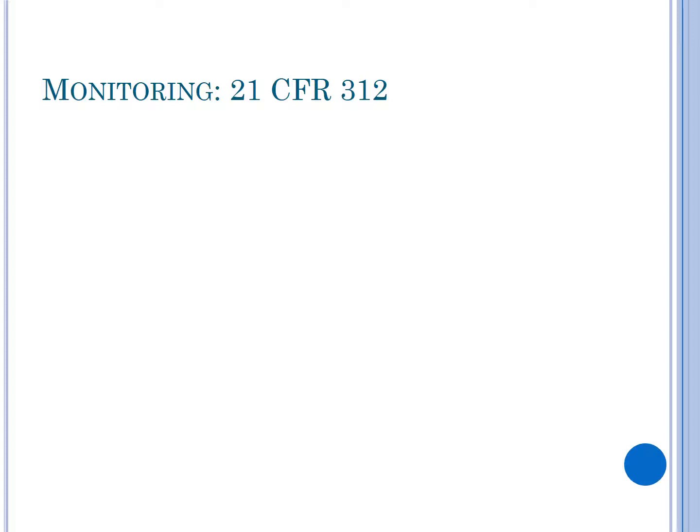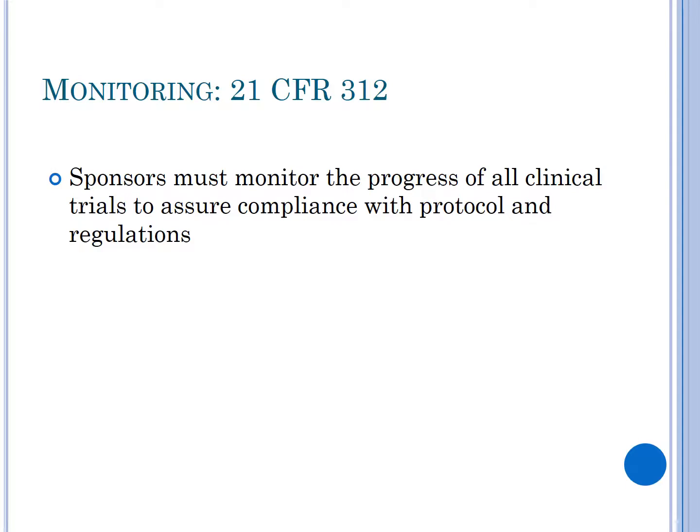We went through ICH. There was a lot in there. Monitoring, the Code of Federal Regulations is very loosey-goosey about this. Sponsors must monitor the progress of all clinical trials to ensure compliance with the protocol and with whatever regulations are at hand. That's pretty broad. It doesn't say what they'll do, doesn't say what the mission is. Like the ICH said, we've got 3 reasons we're going to send a monitor out. This doesn't say anything other than the sponsors must monitor the progress.